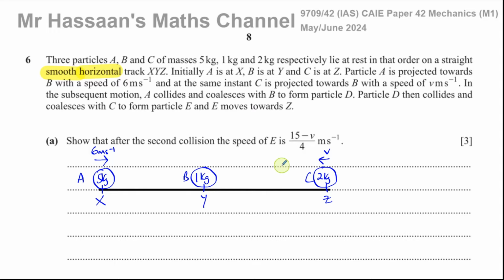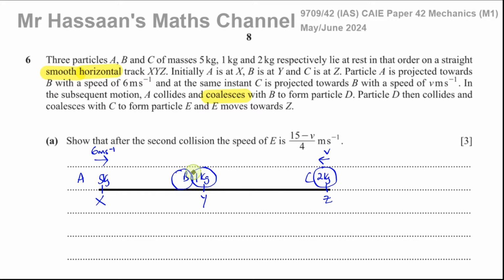In the subsequent motion, A collides and coalesces with B. Now the word coalesce in this type of question means that A and B basically join together and start moving as one particle.